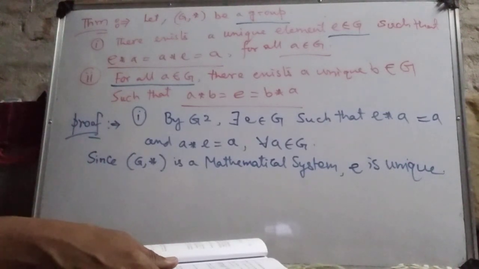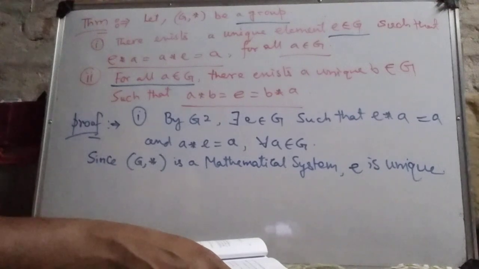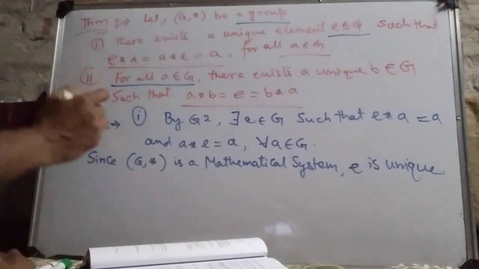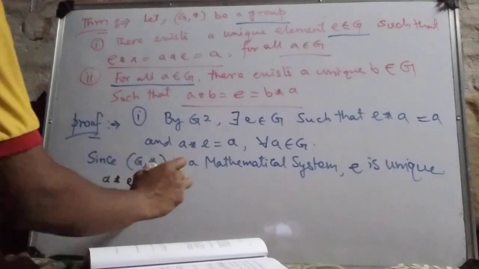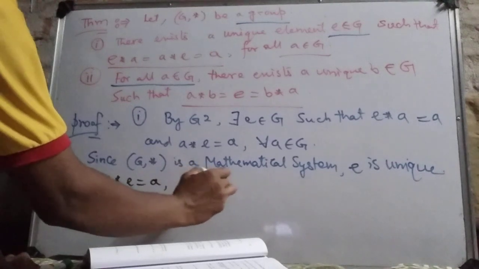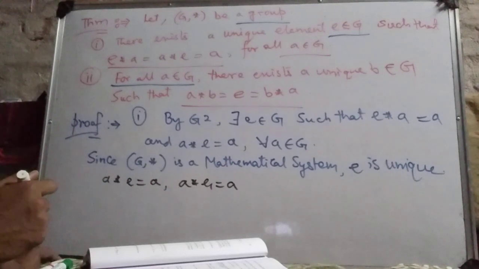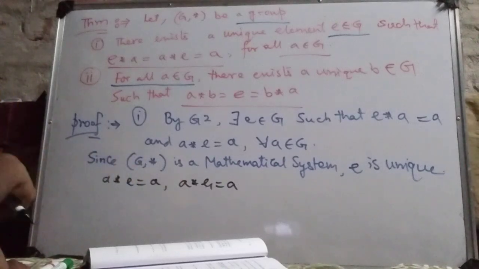Okay. That means here we write A star E equal to A, that means if, then how does this one become unique? Here A star E equal to A and A star E1 equal to A. Okay, then in this way we also write it now.